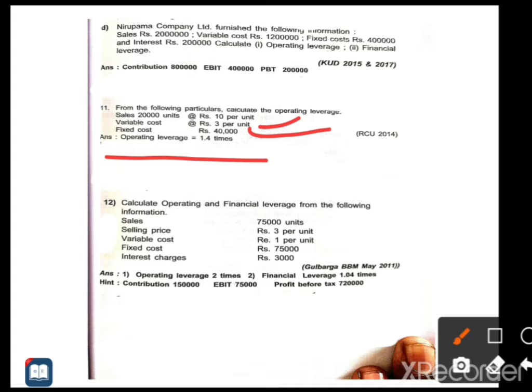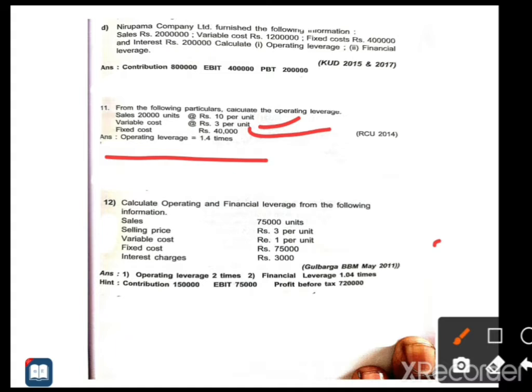But both are not directly available. First, we have to identify contribution and EBIT. How are we going to identify them? First, contribution is required. How will we get contribution? Sales minus variable cost gives contribution. Contribution minus fixed cost gives EBIT. Is it simple?